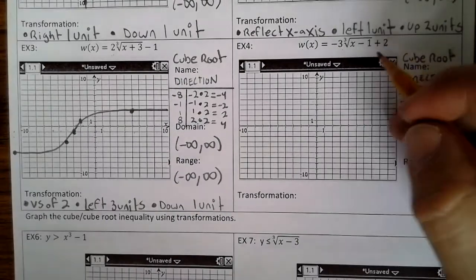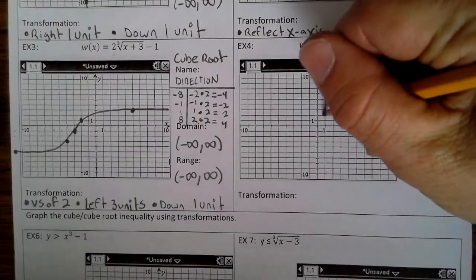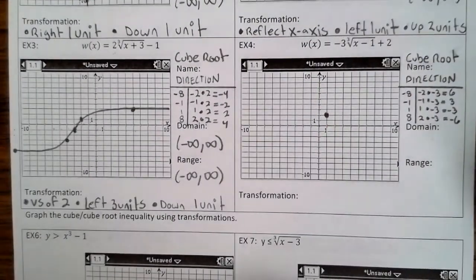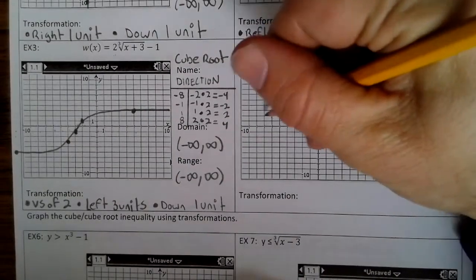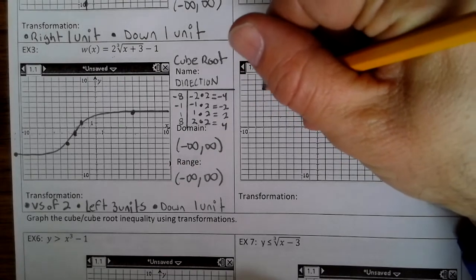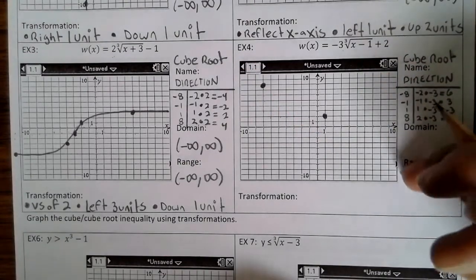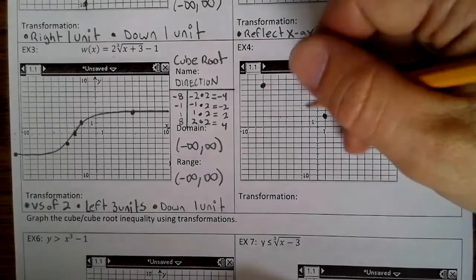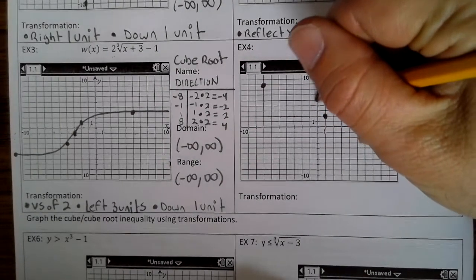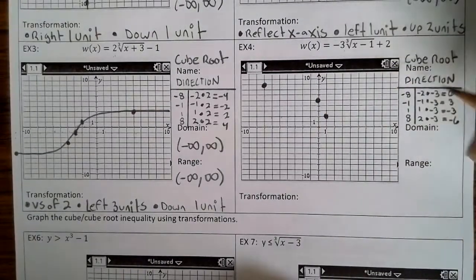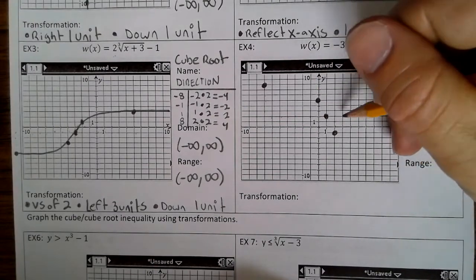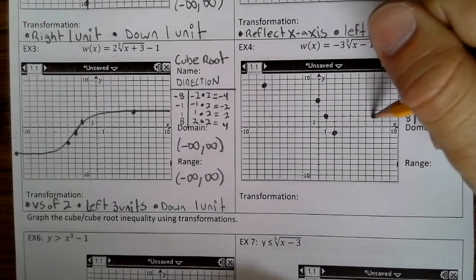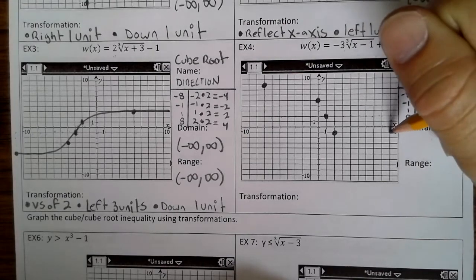So we go right 1, up 2. And then we go left 1, 2, 3, 4, 5, 6, 7, 8, up 1, 2, 3, 4, 5, 6. And then we go left 1, up 1, 2, 3. Then to the right 1, down 1, 2, 3. And then to the right 1, 2, 3, 4, 5, 6, 7, 8. Down 1, 2, 3, 4, 5, 6.